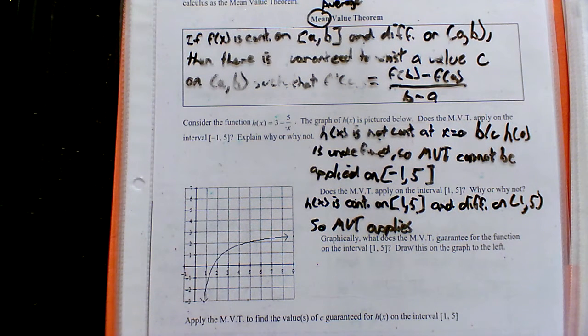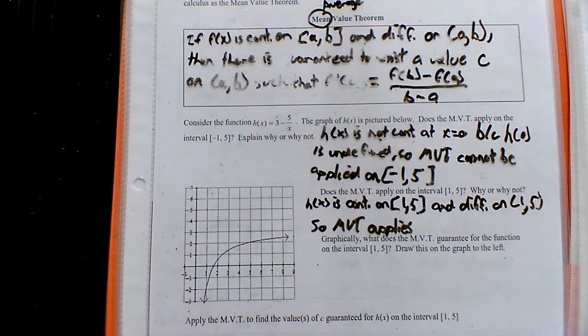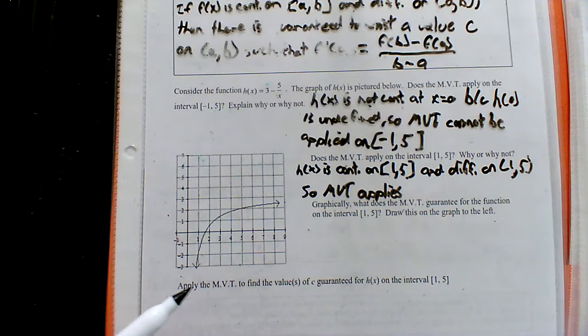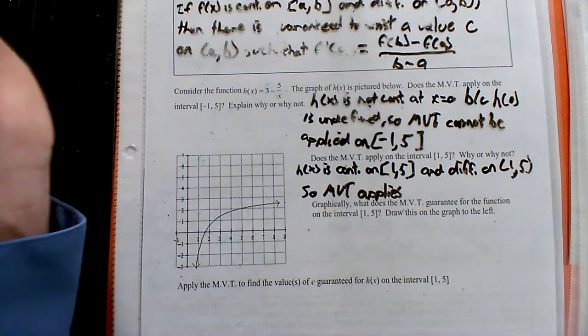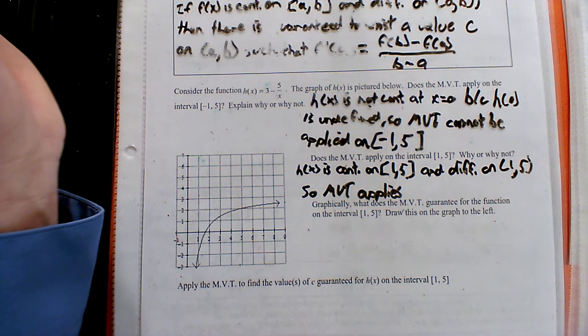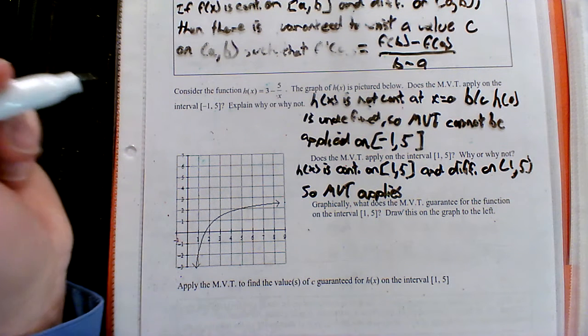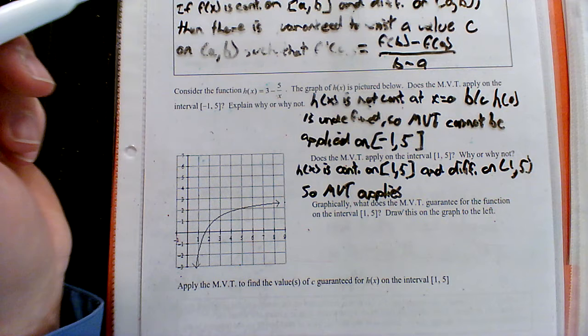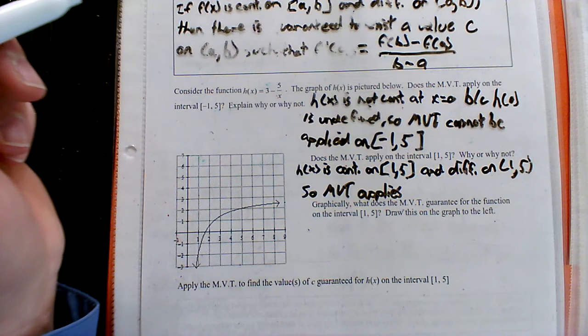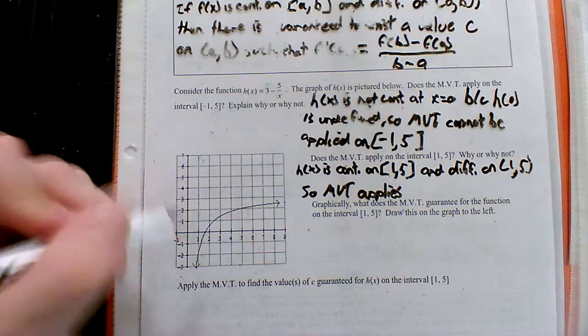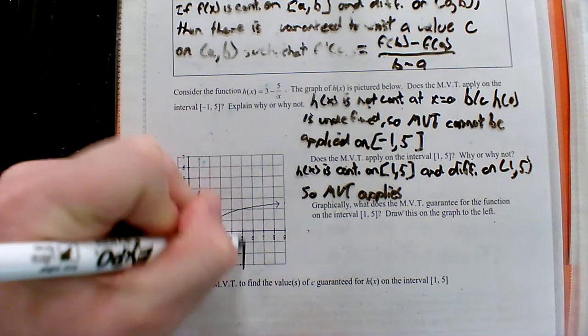Does that make sense so far? Well, we got two different answers for these two parts. Everything must apply. Alright, let's look at the last, or this third part here. Graphically, what does the mean value theorem guarantee for the function on the interval 1, 5? Draw this on the graph to the left. So think about that. Graphically, what does the mean value theorem guarantee for the function on the interval 1, 5?